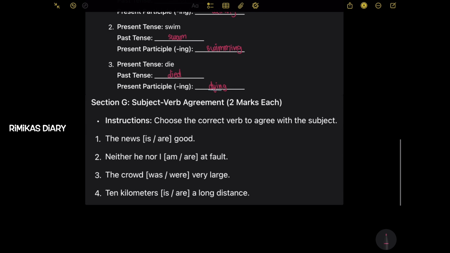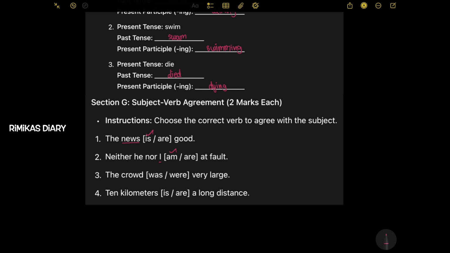Section G, subject-verb agreement. Instructions: choose the correct verb to agree with the subject. The news is or are good. The word news looks like a plural, but it's a singular noun, so we should use a singular verb, which is. Neither he nor I am at fault. Whenever there's I, you should use am.